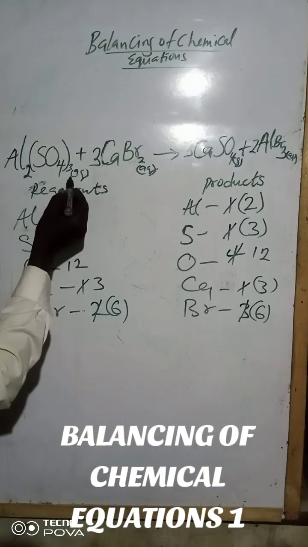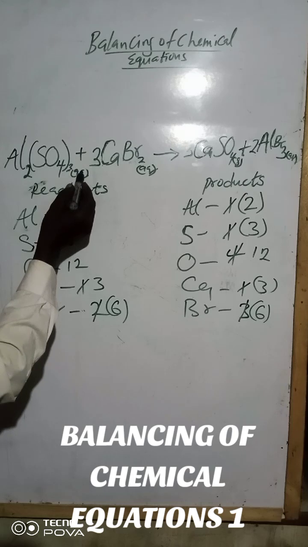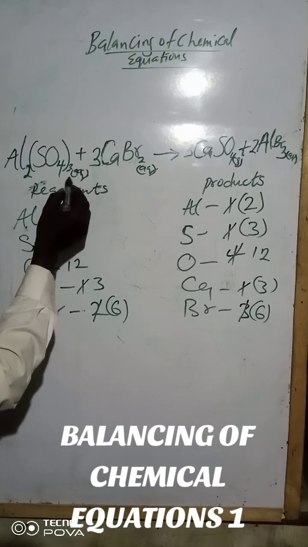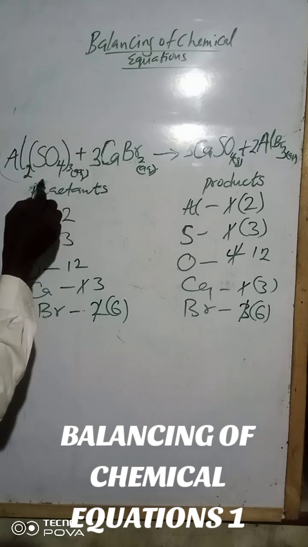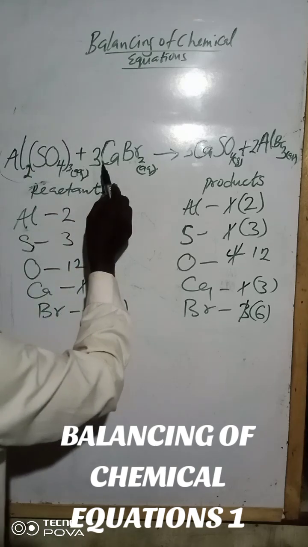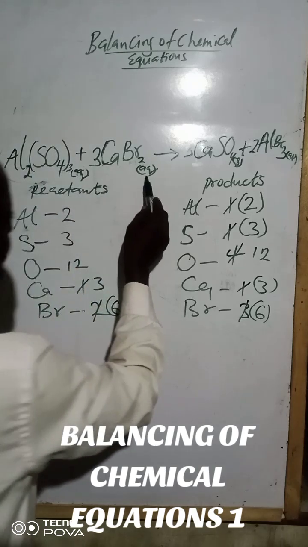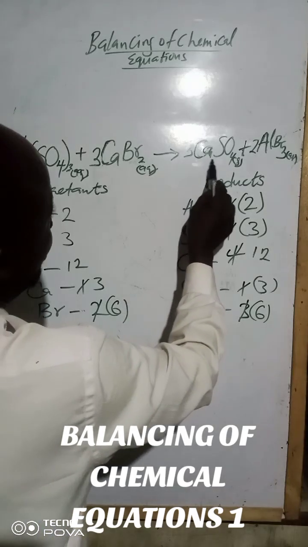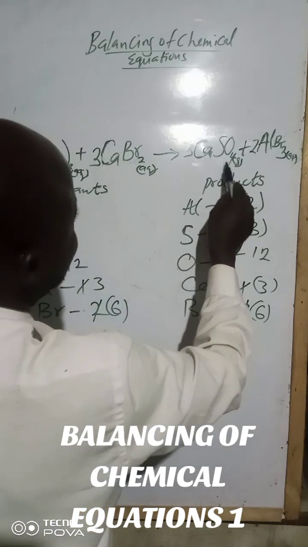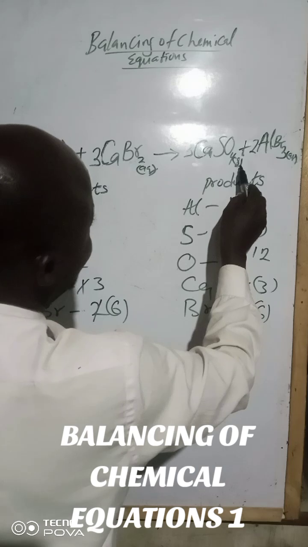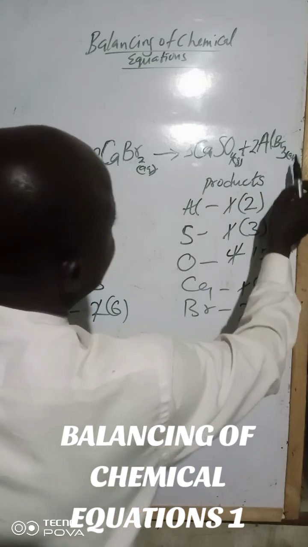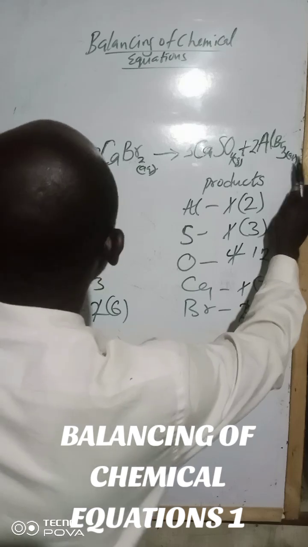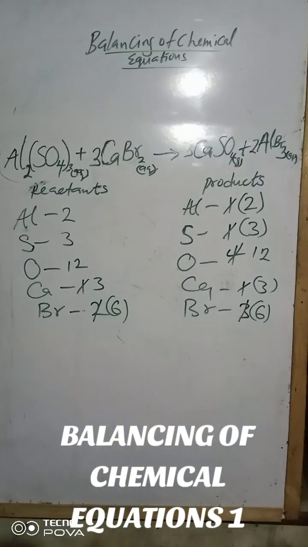Another thing is that when you look at it, you have AQ here. That means that this particular substance is in aqueous state. That of calcium 2 bromide is also in aqueous state. Then calcium tetraoxosulfate 6 is in solid state. That is why we denote it with S. Then the other one, which is aluminium bromide, is also in aqueous state. So by and large, the equation is balanced. Thank you.